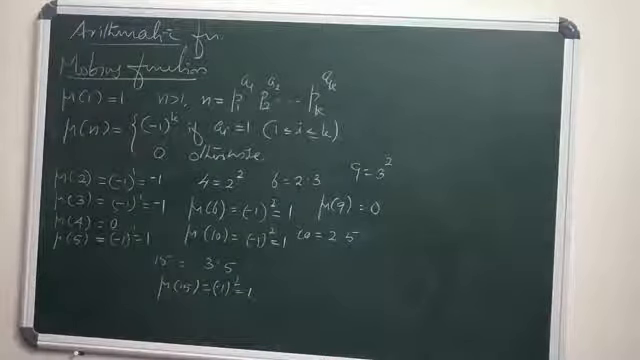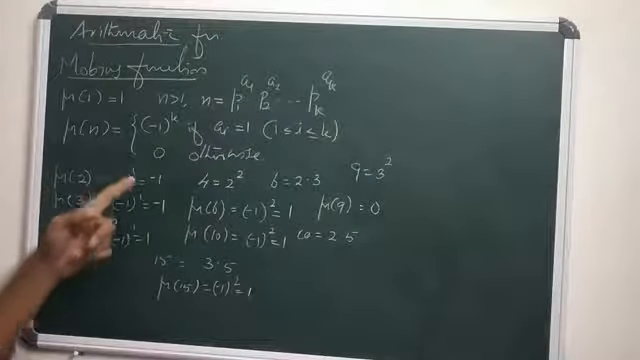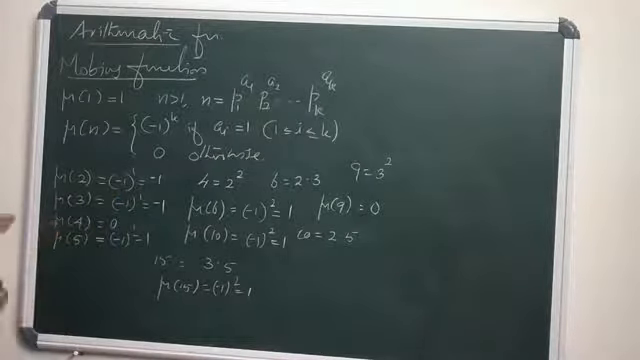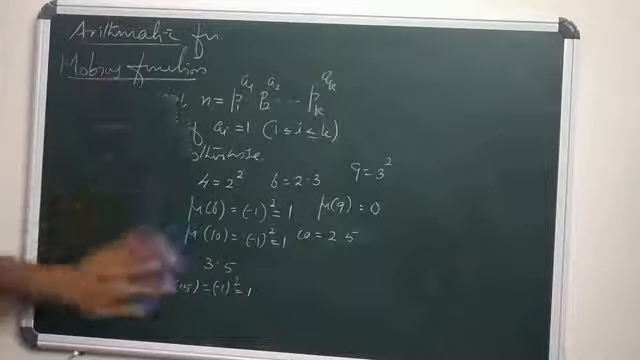So this is the definition of the Mobius function. If any integer n greater than 1 can be expressed as the product of distinct primes, then mu of n is minus 1 power k, and if n greater than 1 has a square factor, then its value should be 0. So this is the Mobius function.